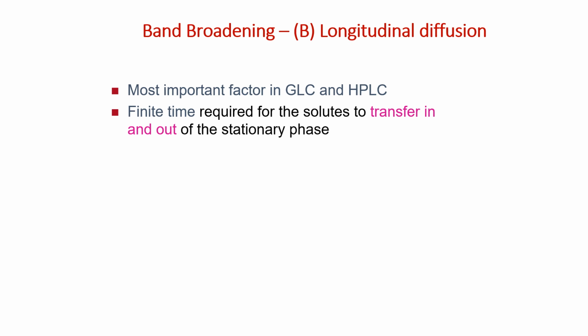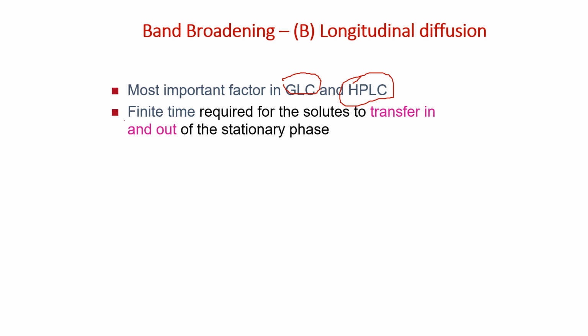So this is very significant in HPLC and also in GLC, gas liquid chromatography, because in gas liquid chromatography, the GC open tubular, sometimes the flow rate will actually result in different broadening.